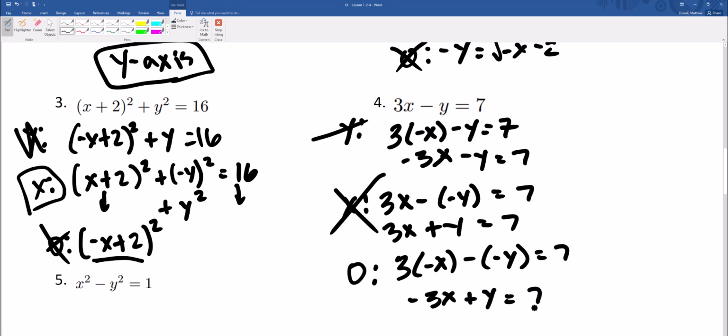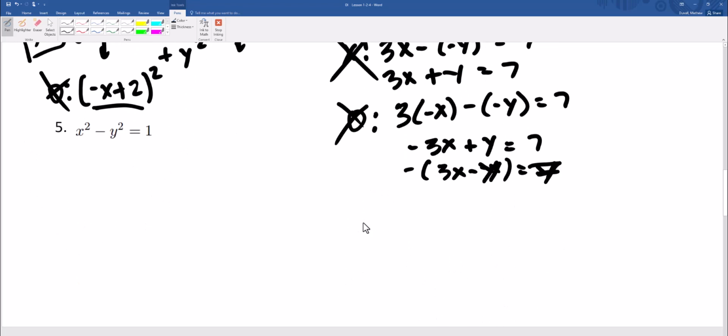Now, let's see. So is it going to be the same if I factor out a negative? Equals 7, sorry. Okay, there's nothing I can do with that negative, so it's not symmetric about the origin. So, neither.